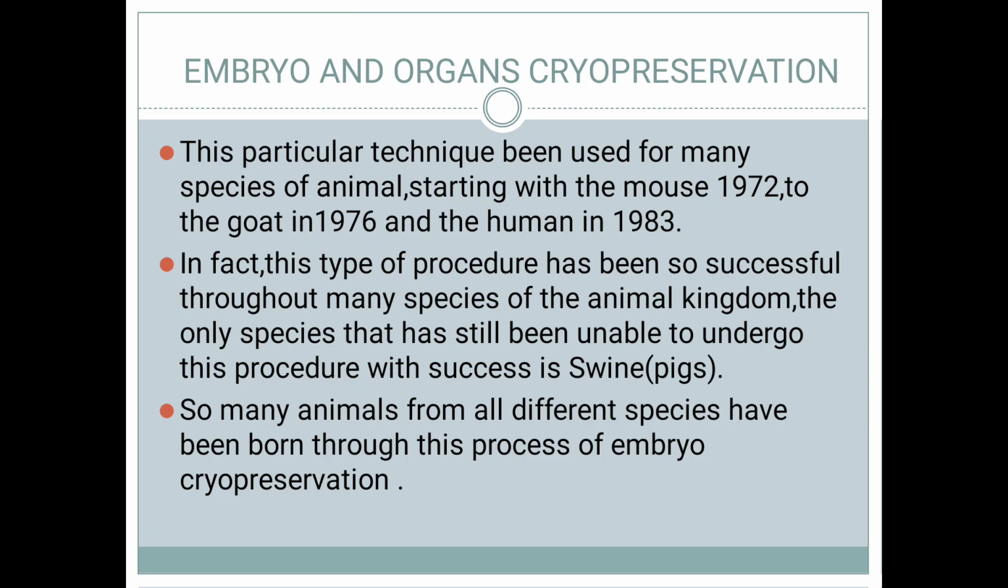Embryo and organs cryopreservation. This particular technique has been used for many species of animals, starting with the mouse in 1972, to the goat in 1976 and the human in 1983. In fact, this type of procedure has been so successful throughout many species of the animal kingdom. The only species that has still been unable to undergo this procedure with success is swine, that is pig. So many animals from all different species have been born through this process of embryo cryopreservation.